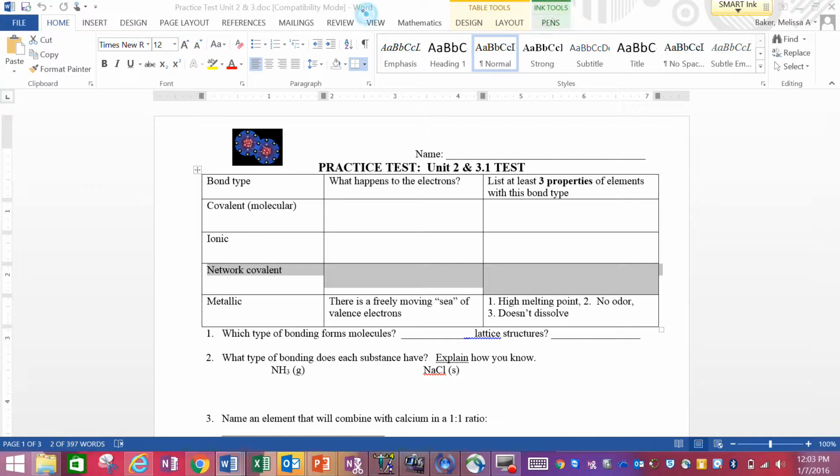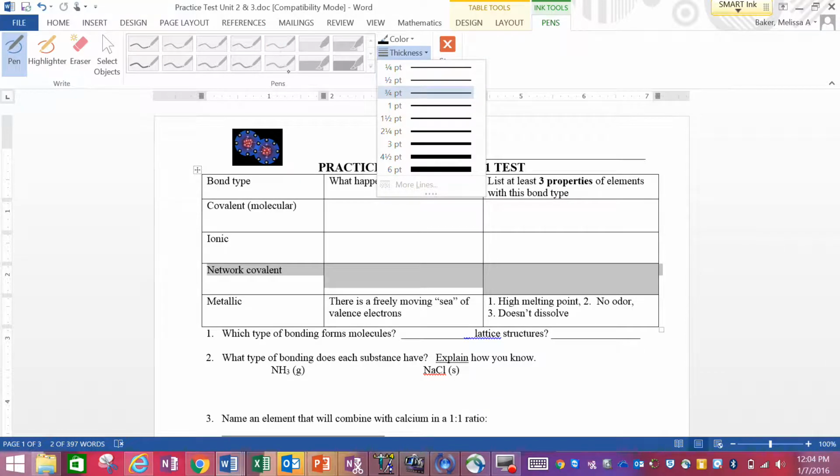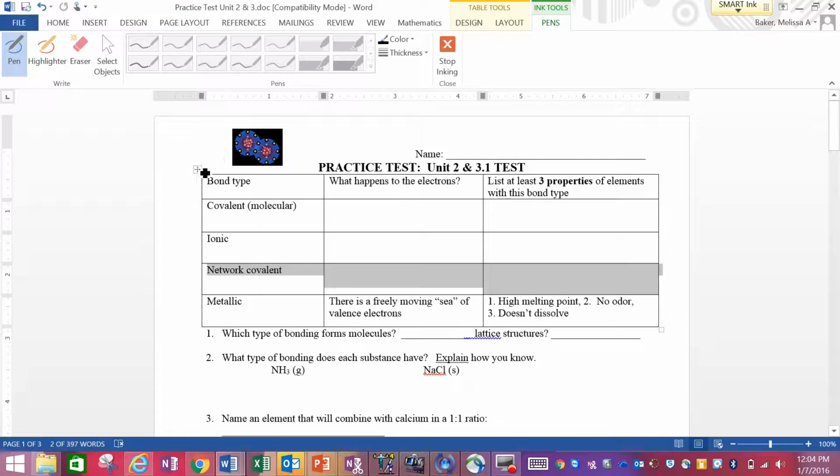All right, we are going over the practice test for the Unit 2 and 3 exam. So let's get started here. What happens to the electrons in each of these types of bonds?